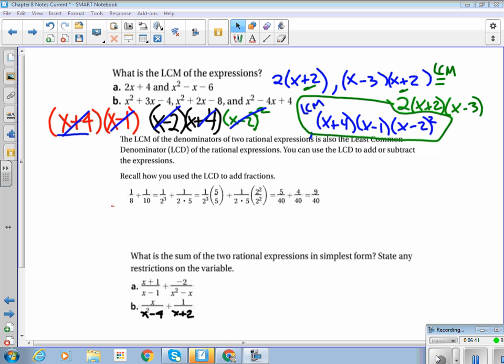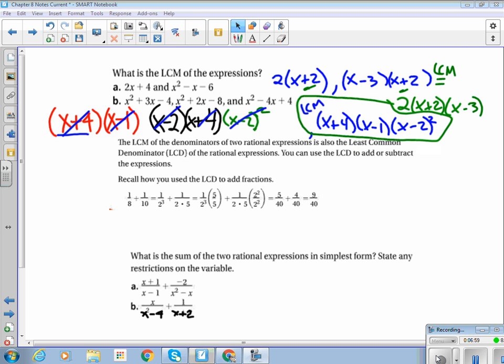So the least common multiple of the denominators of two rational expressions is called the least common denominator. You can use the least common denominator to add or subtract the expressions. So this is how it works in a fraction. When I have 1/8 plus 1/10, that's 1 over 2 cubed plus 1 over 2 times 5.